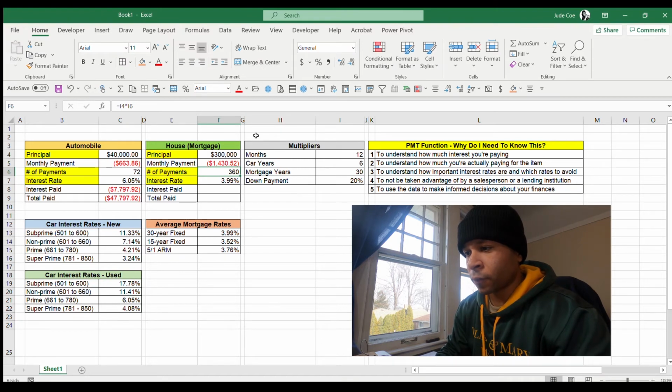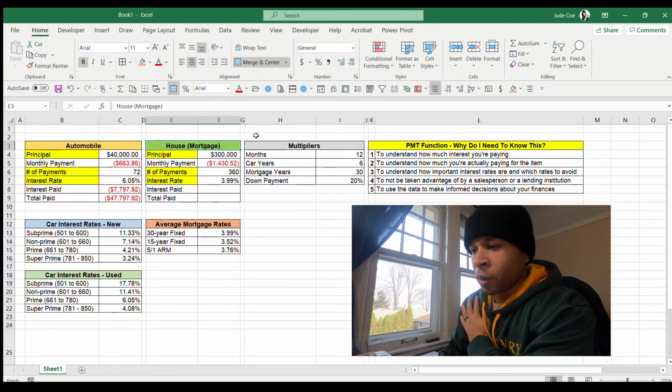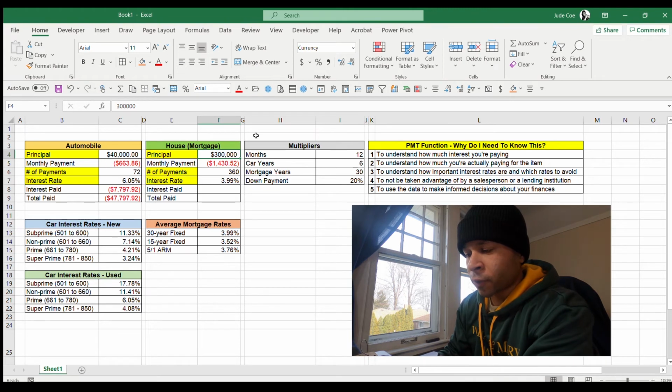Okay, now, what does this data mean? If you have a house that you pay $300,000 for, that's the sticker price, at 3.99% interest on a 30-year fixed mortgage, 360 payments, you're going to be paying $1,430 per month. That includes the principal payback and the interest that is accrued. So now we're going to do the same thing that we did in the automobile scenario.